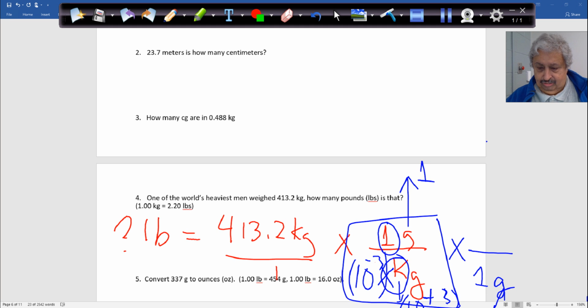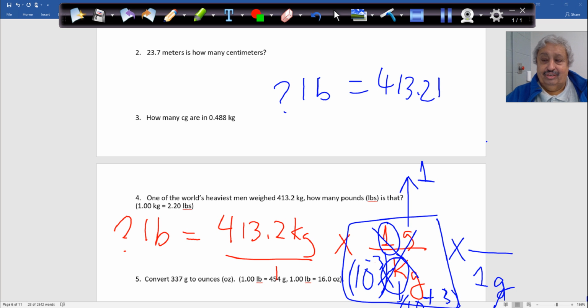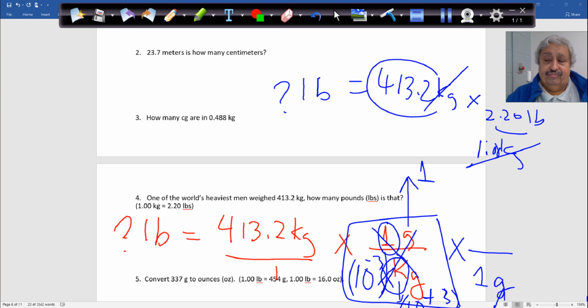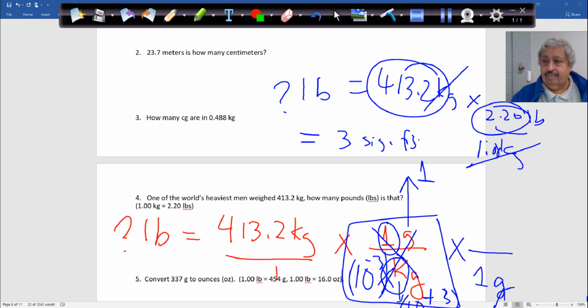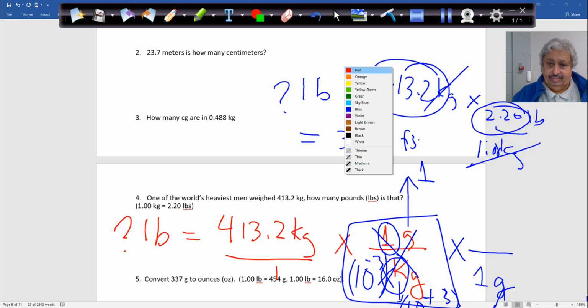So this is wrong here. 1 pound, question mark. I don't have to go further. Kilogram, and then just kilogram at the bottom and pound in the top. So 1.00 kilogram is 2.20 pounds. Kilogram cancels out. You have 4 sig figs, you have 3 sig figs. The answer will be in 3 sig figs. Correct, guys?